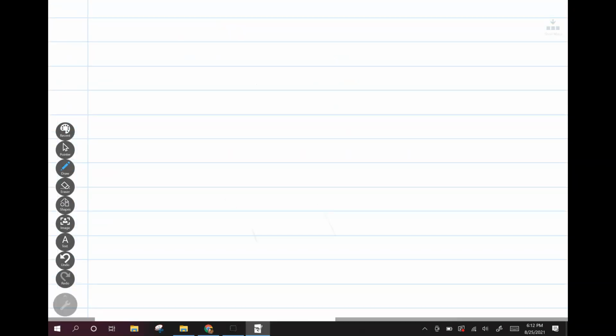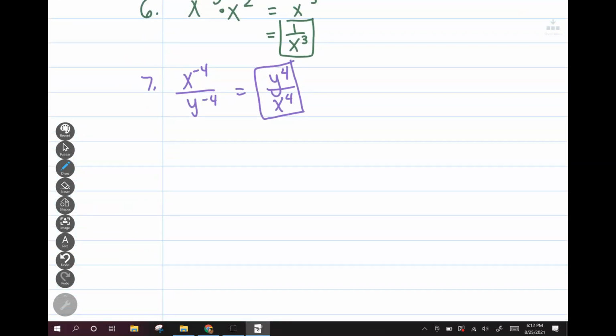Okay, number 8. All right, so squaring this, you're just going to distribute that exponent to everything inside. So that's negative 6 squared, x to the 3 times 2, y to the 6 times 2. Negative 6 squared is 36. x to the 6, y to the 12.